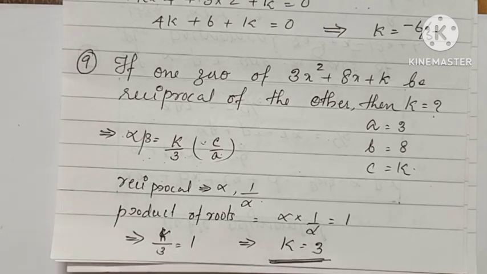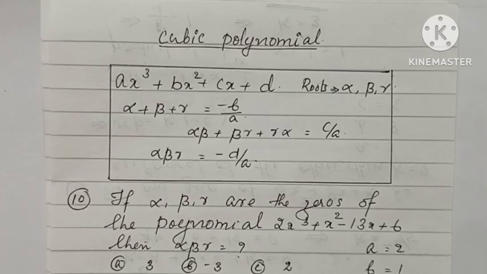Substituting the values, then we will get the answer k is equal to 3. Now we can discuss some problems related to the cubic polynomial. Any polynomial of degree 3 is known as a cubic polynomial.